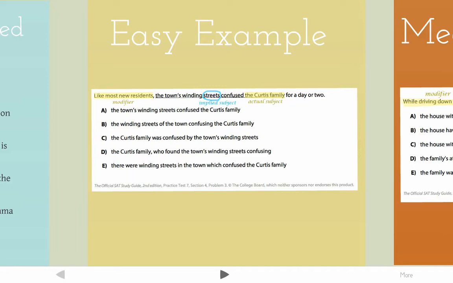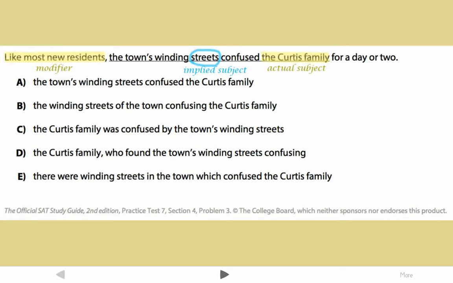Let's start with a very easy example. Like most new residents, the town's winding streets confused the Curtis family for a day or two. Now, the modifier is very easily identified. It's very obvious that it's like most new residents. Now, what is like most new residents describing? Based on what you know about the sentence, you know that this has to describe people. It's describing the Curtis family, right? So the Curtis family is obviously a new resident in this town, and this modifier is describing the Curtis family.